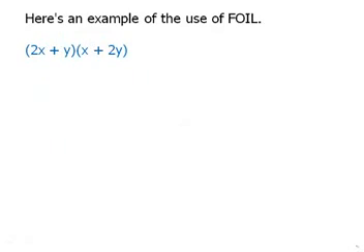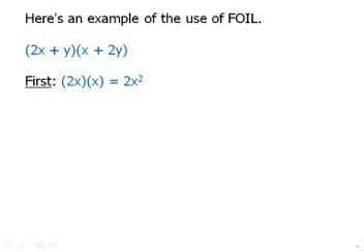Here's an example, the use of FOIL. So let's go through this very slowly. Here we have two binomials. The first product we're going to take, the F, that's the first term. So that is the 2x from the first parenthesis and the x from the second parenthesis. So 2x times x is 2x squared.